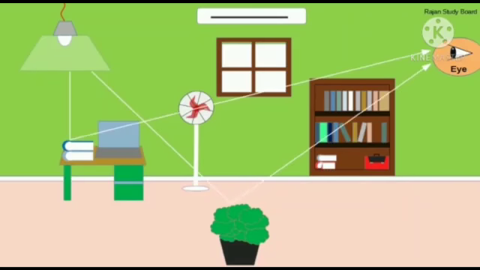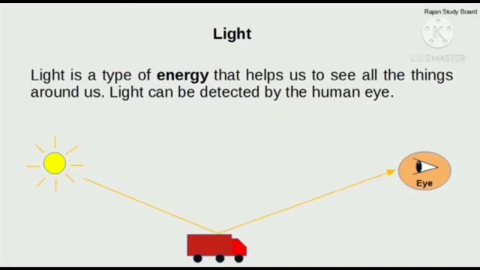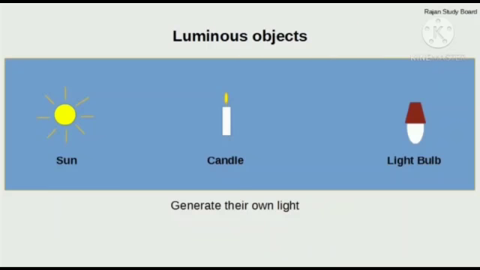How do we see things with our eyes? We all know that light is essential for vision. So, light is a type of energy that helps us to see all the things around us. Light can be detected by the human eye.